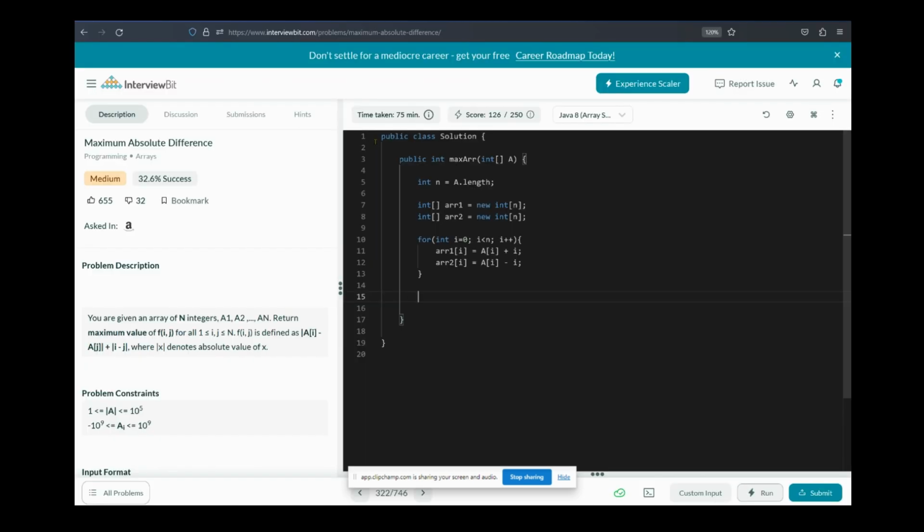So let's try to do that now. We'll do this for array 1 and array 2 together. Max 1, min 1, max 2, min 2.